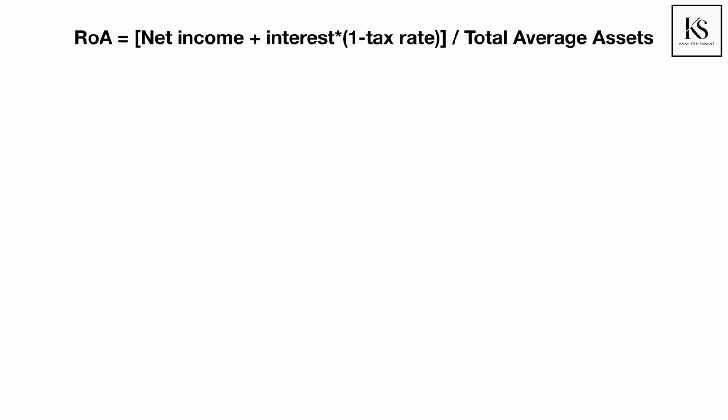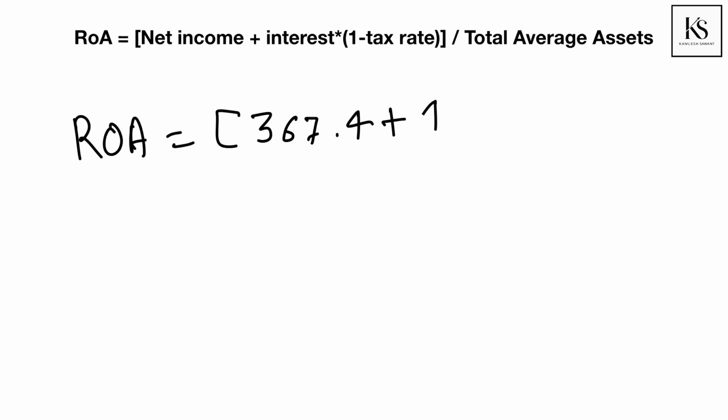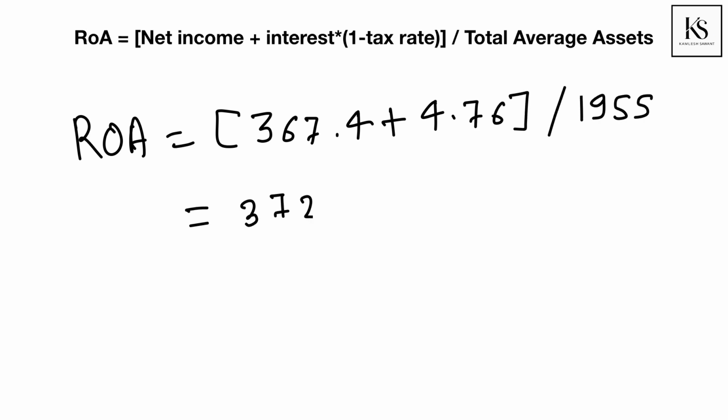The interest amount, that is finance cost, is rupees 7 crores. Accounting for the tax shield, it would be equal to 7 into bracket 1 minus 32%, which is equal to 4.76 crores. Please note, 32% is the average tax rate. Hence, ROA is equal to 367.4 plus 4.76 divided by 1955, that is equal to 372.6 divided by 1955, that is equal to 19.03%.